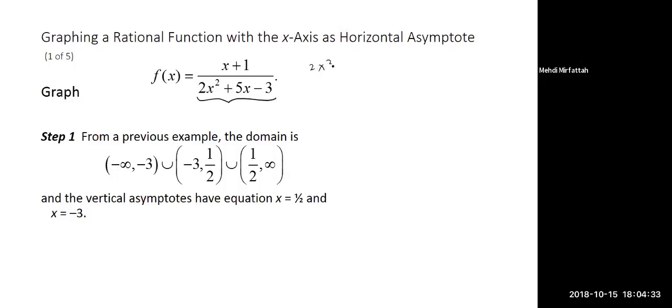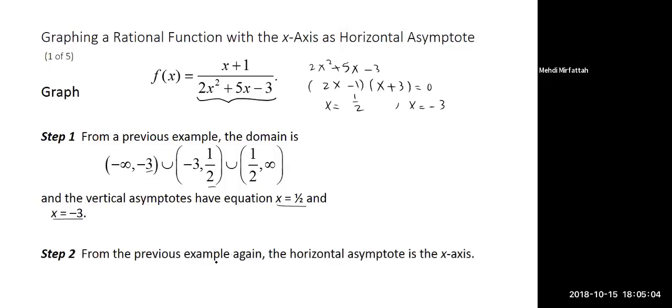We factored this polynomial at the bottom of the fraction into 2x minus 1 times x plus 3 from the previous example. And we find x is equal to 1/2 or x equal to minus 3. And that's how we find these values here to find the domain. And the vertical asymptotes are then x equal to 1/2 and x equal to minus 3. Same example we did previously.